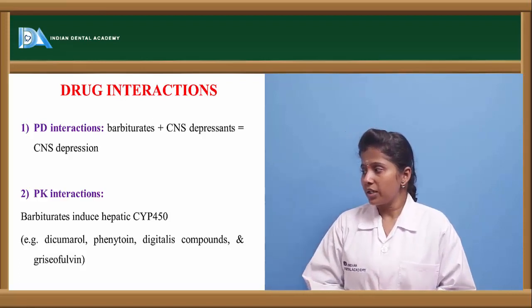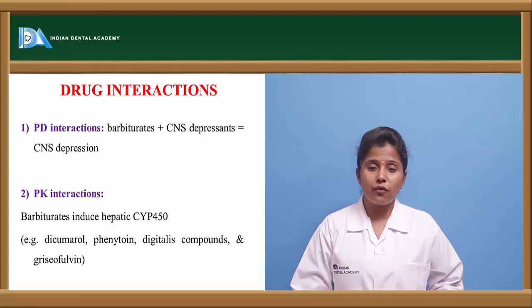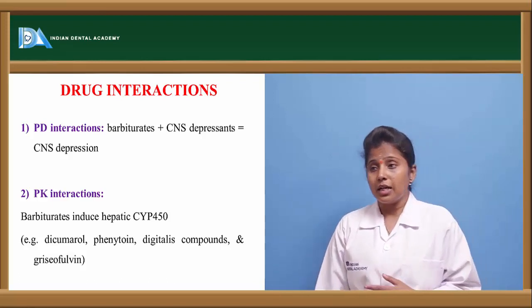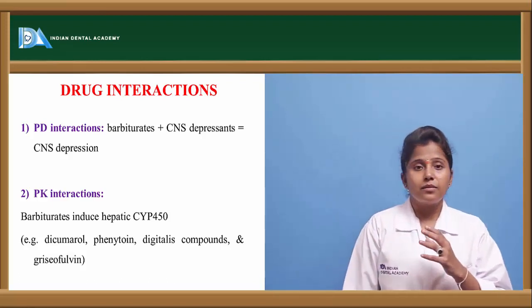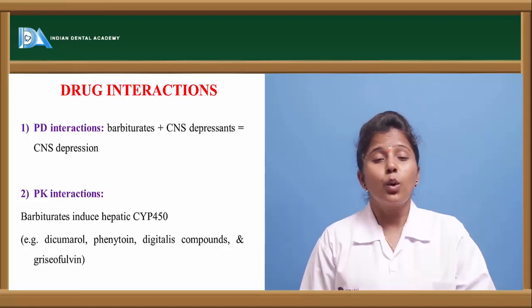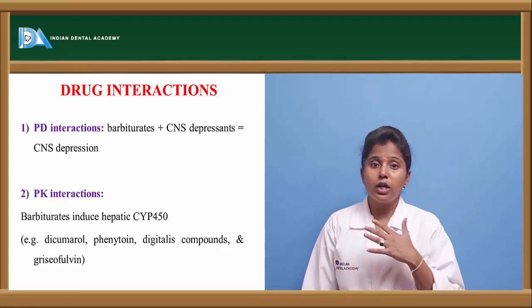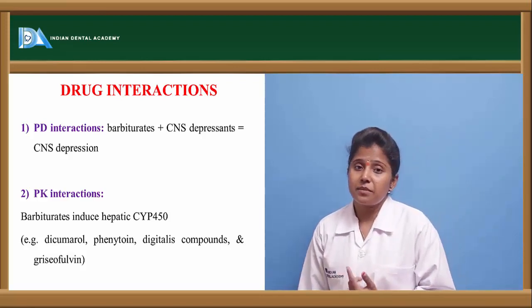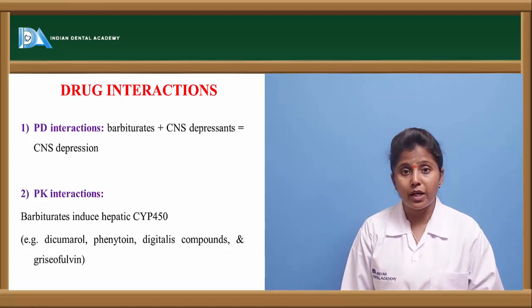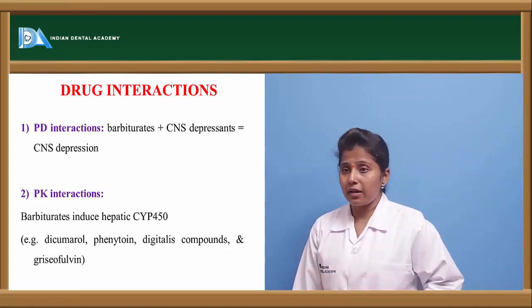For example, drugs like dicumarol, phenytoin, digitalis compounds, and griseofulvin. So these are the drugs we can say, these barbiturates induce the cytochrome P450, whereby they undergo metabolism. These drugs like dicumarol and others undergo rapid metabolism by this cytochrome P450. So that is the reason they cause interactions with these drugs.